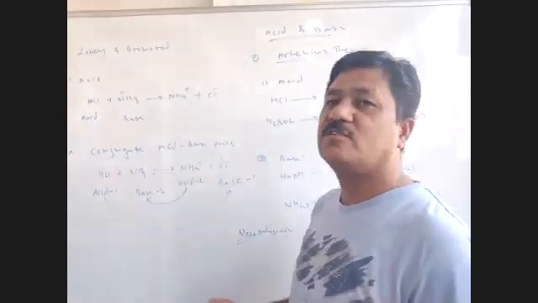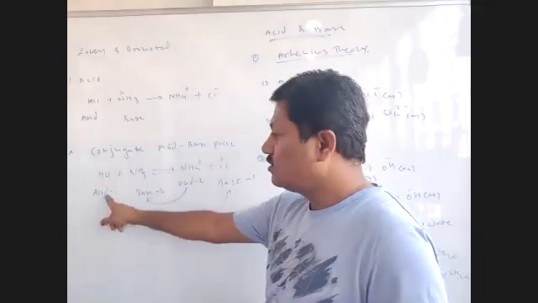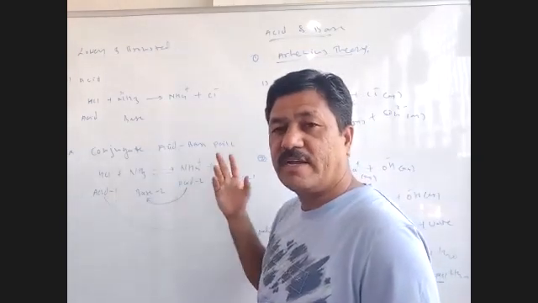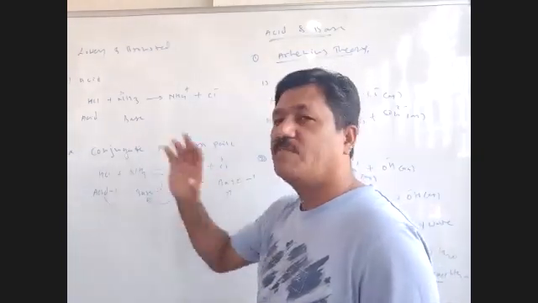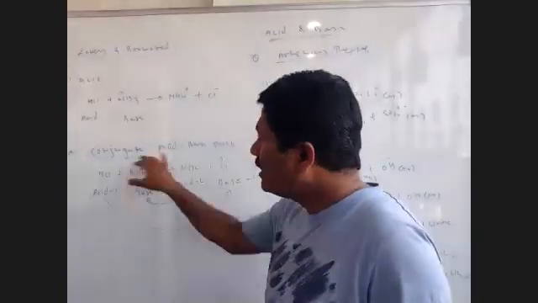कौन सा conjugate acid-base pair होता है? The substance, the acid, which gets converted into base by donating a proton, and the base which is converted into acid by accepting the proton. That is called a conjugate acid-base pair.